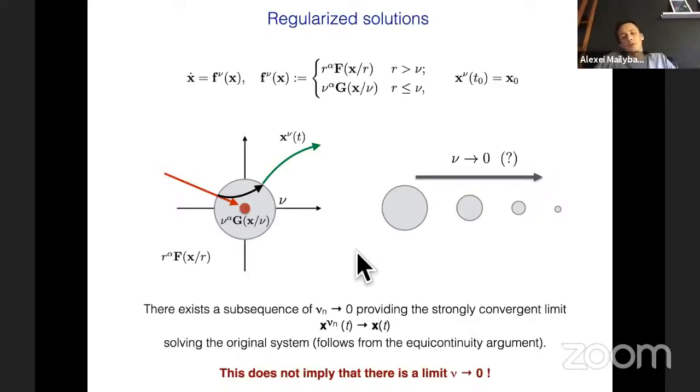The equicontinuity argument is something in the spirit of compactness. You prove the equicontinuity property, which means that in a set of solutions parameterized by nu, there always exist convergent subsequences. So this way you find the convergent subsequence.